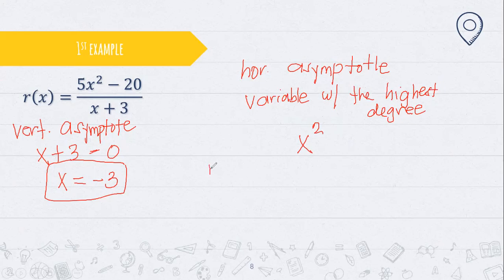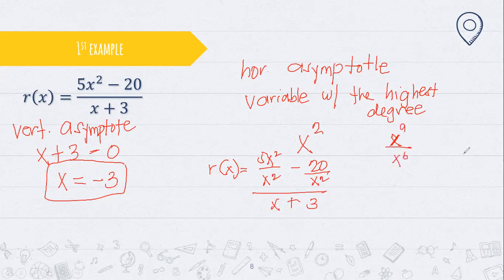So ano ang gagawin natin? We have r of x. We need to divide each term. So we have 5x squared all over x squared minus 20 over x squared, all over x plus 3. May sinasabi kanina, sir, na x raised to a over x raised to b is equal to 0 kapag a is less than b.